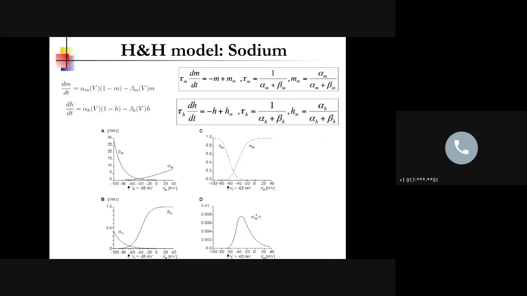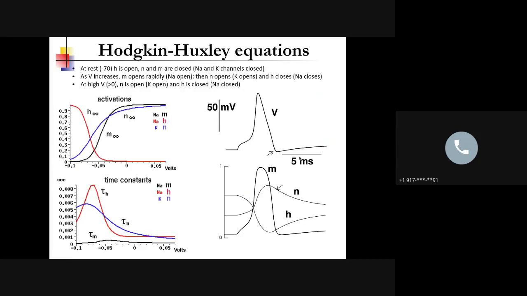So we have the same kind of rule, but now in addition to having the activation, we also have inactivation. So here we have activations. These are called the infinity curves. M infinity is the activation for sodium. H infinity is the inactivation. You can tell activation because it goes up as you go to higher voltages. You can tell inactivation because it goes down as you go to higher voltages.